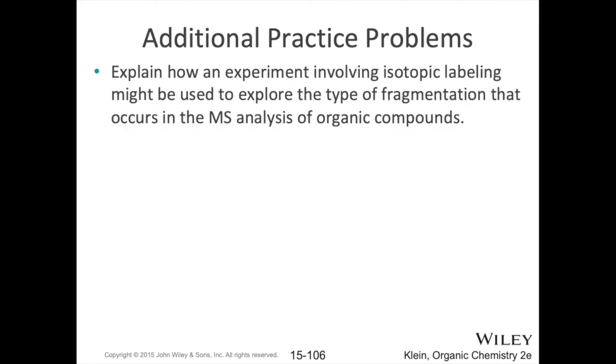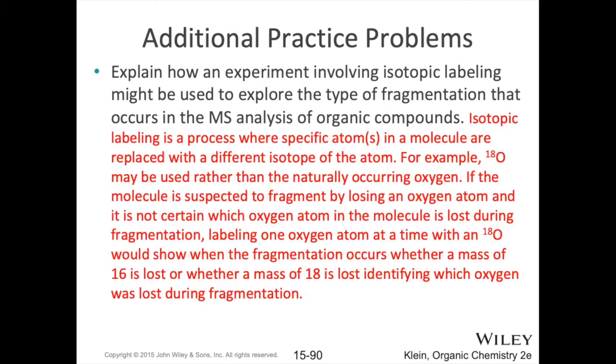So, okay, explain how an experiment involving isotopic labeling might be useful to explore the type of fragmentation that occurs in the mass spec analysis. Again, it depends on the type of fragments you get, but if you're using a specific isotope and you're enriching your sample with that isotope, you want to look for that cluster of fragments where that isotope peak will show up. Okay, so for example, let's say using oxygen-18, you'd see a peak that would be an M+2 peak, right? Depending on where it shows up, you can kind of figure out what fragment has that oxygen.